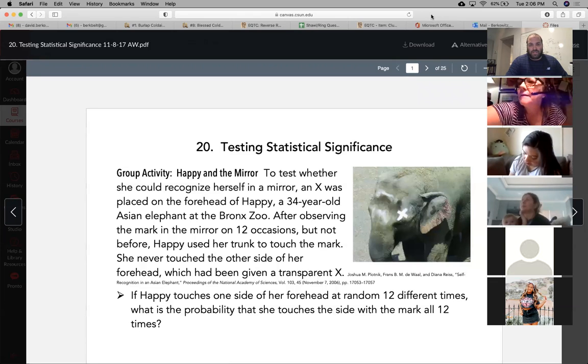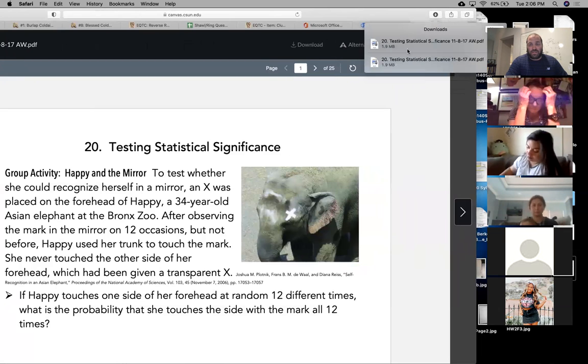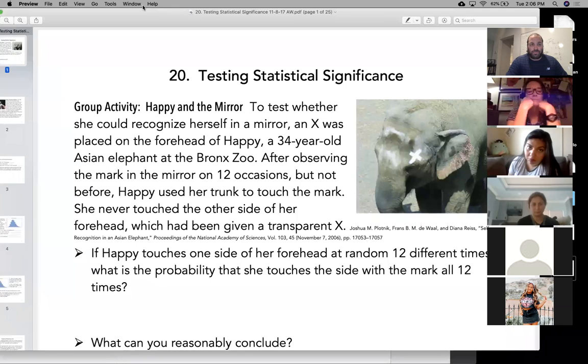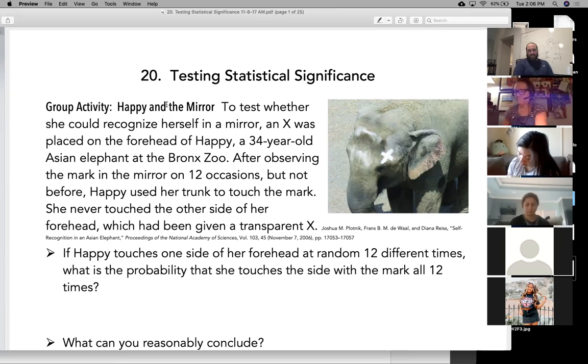Chapter 20, testing statistical significance. This is kind of like a culmination of essentially a first class in statistics. When I teach more advanced courses in stats, but not too advanced, still a 100 level, but for math majors, statistical significance testing is really where the course ends, because everything that we've done has been building up until this. So let's start with the following group activity, Happy and the mirror.